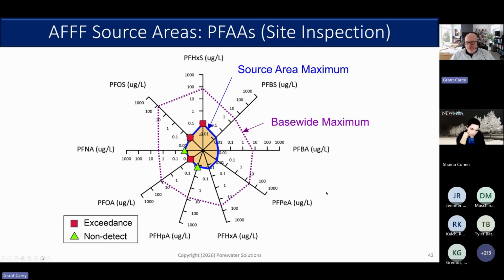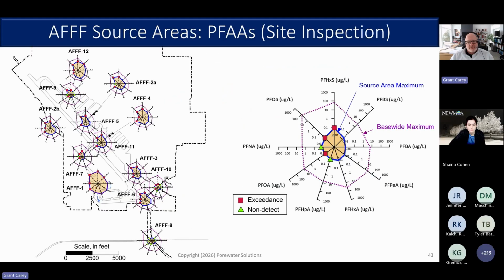So now we're grouping these radial diagrams so we can look quickly to see differences in concentration for sulfonates versus carboxylates, short chain versus long chain. That's one thing we do with a lot of our graphics, group things that way to look for those kinds of trends. Now if we look at the map, AFFF1, we see that the source area concentrations at AFFF1 are the same as the reference series. And that's because that's where the concentrations are highest at the site.